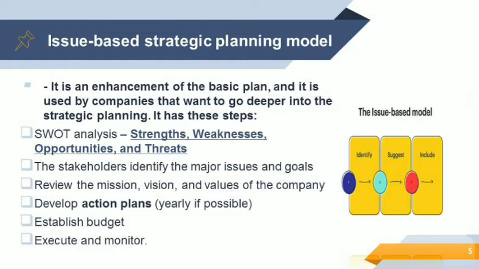Review the mission, vision, and values of the company. So a company must have a mission and vision in order for it to be successful. Develop action plans yearly if possible. So we need to develop action plans. Establish budget. In establishing a budget, it shows how much money you need to start a small business. Lastly is execute and monitor. So we need to monitor the plans that we need to do in order for it to become successful.